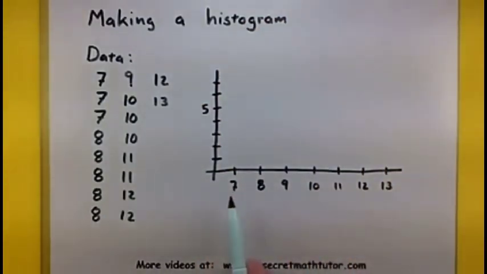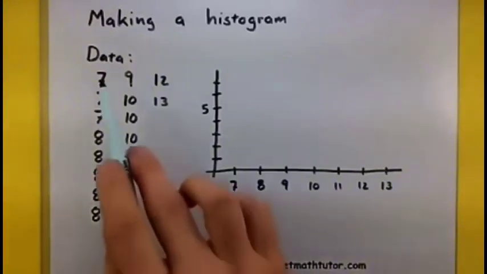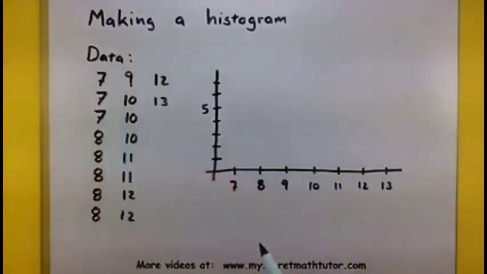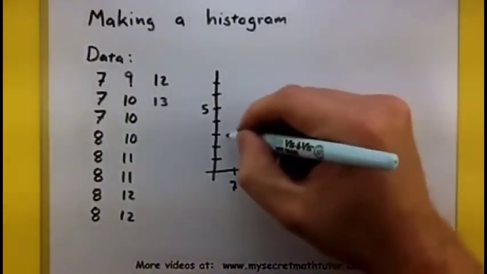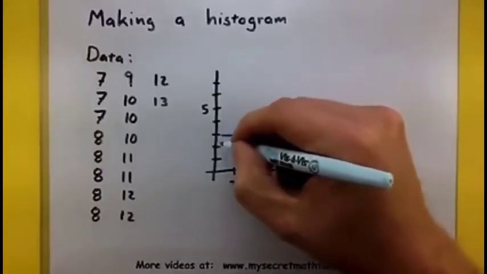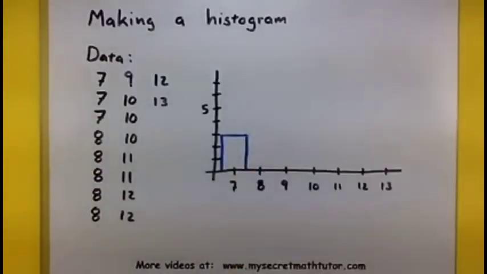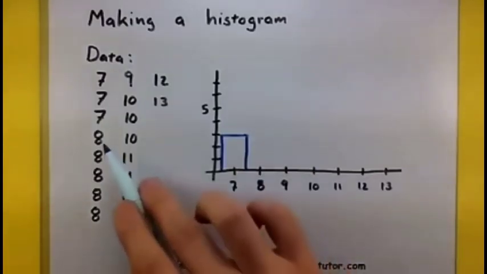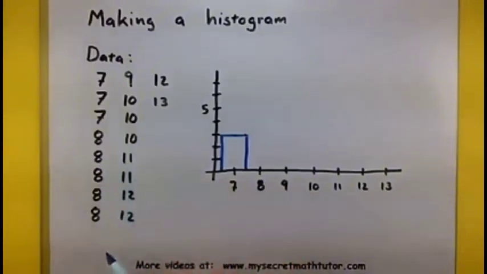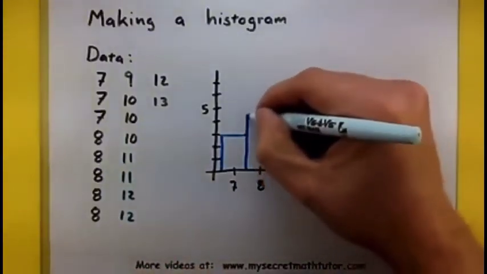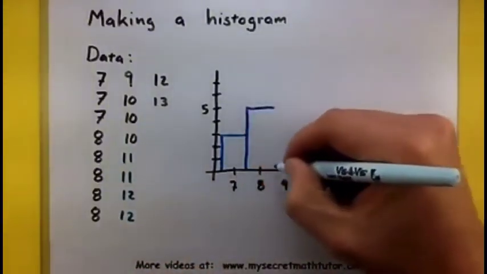Okay, so let's start off. How many 7s do we have? Looks like we have 1, 2, 3. So in my 7 category, I will create a bar that goes up to 3. Just like that. When I get to my 8 category, I count up how many of them I have. 1, 2, 3, 4, 5. And I make a bar that goes up to 5.